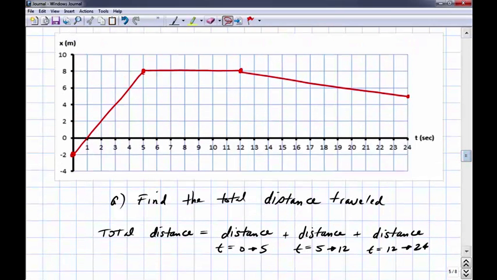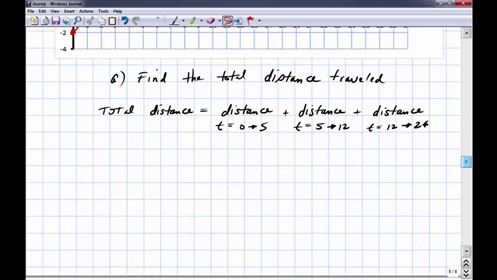If we evaluate our graph, we notice that we started at a position of -2, and at t equals 5 we ended at a position of 8. And so we covered 10 meters, right? Between -2 and 8, there's a span of 10 meters.